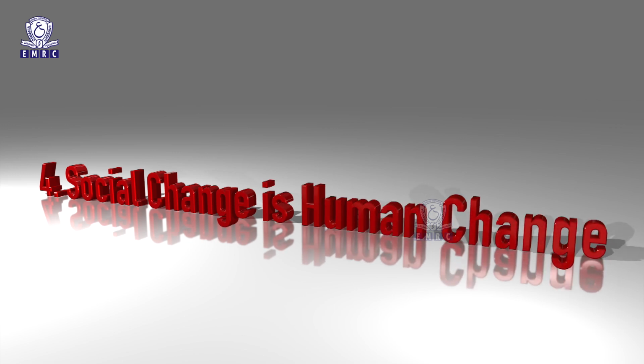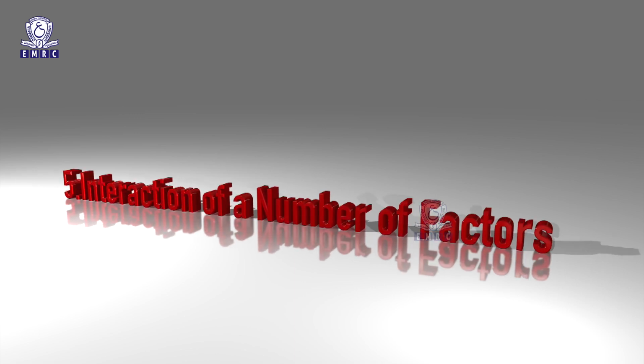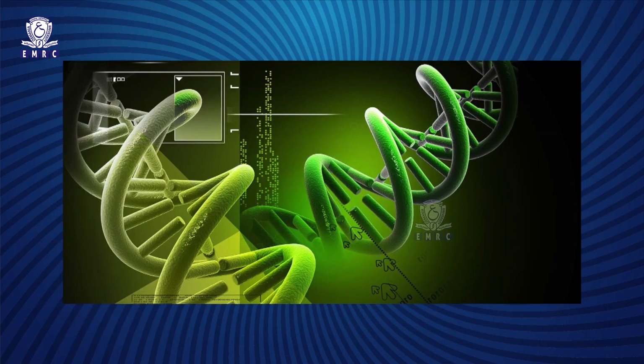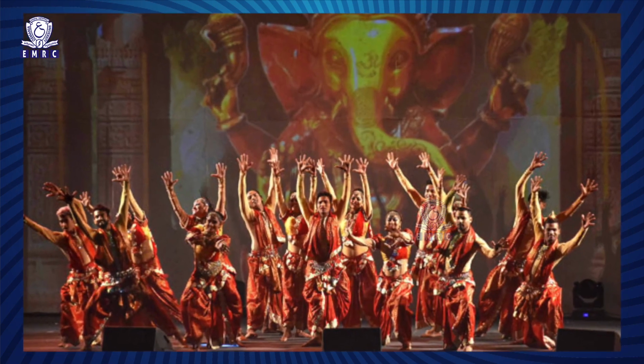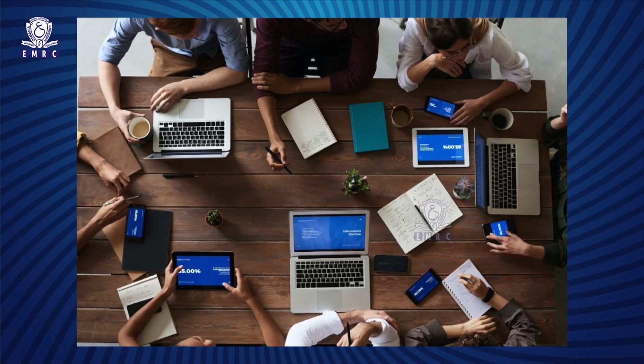Social change is human change. The sociological significance of the change consists in the fact that it involves the human aspects. Social change results from interaction of a number of factors. The physical, biological, technological, cultural and other factors may together bring about social change.